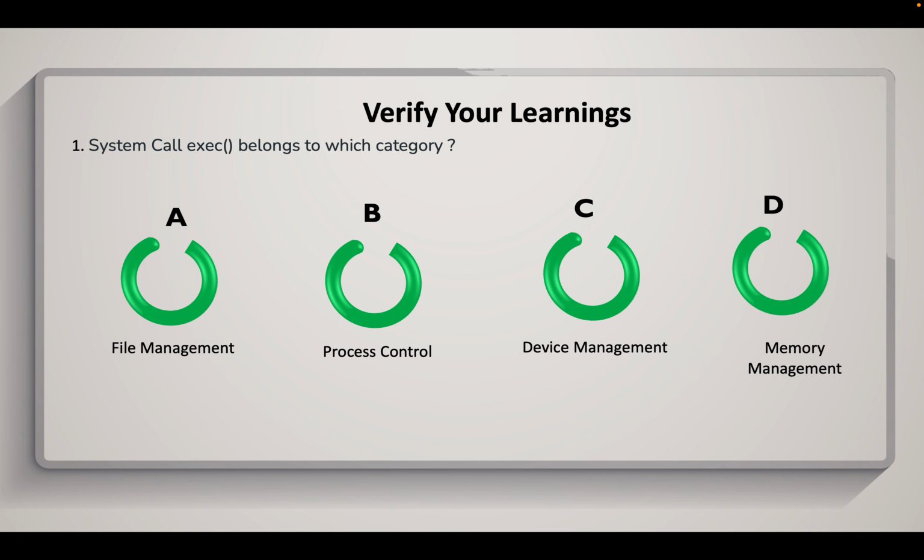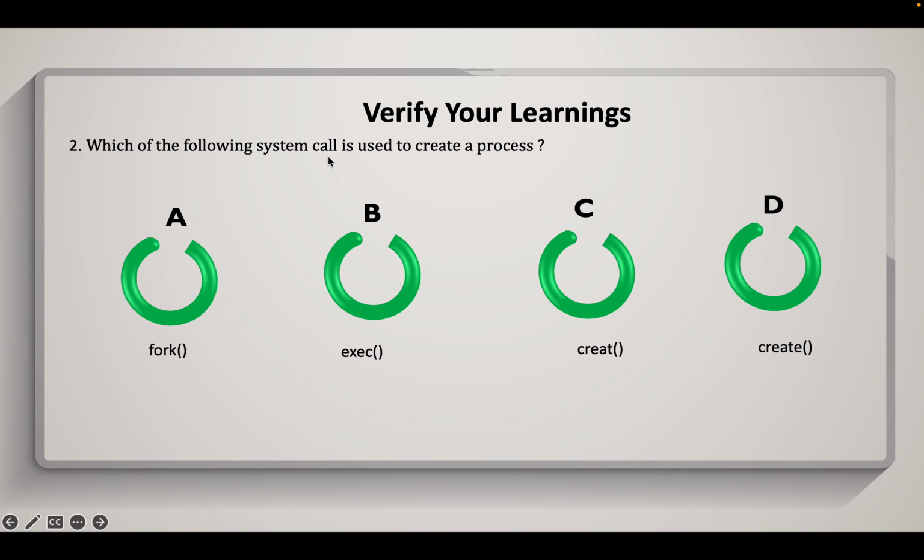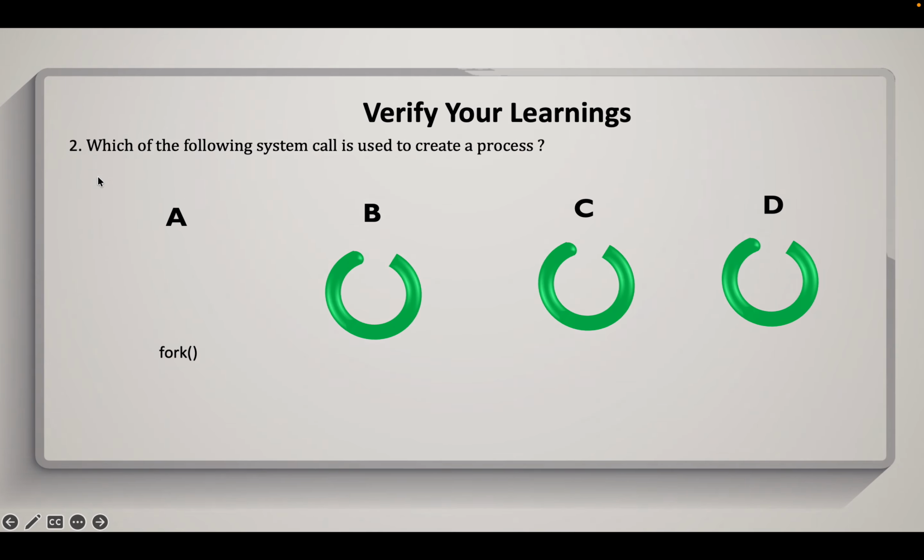Let us check the understanding. System call EXEC belongs to which category? File management, process control, device management, or memory management? EXEC belongs to process control. Second question, which of the following system calls is used to create a process? Fork is the system call to create a process.